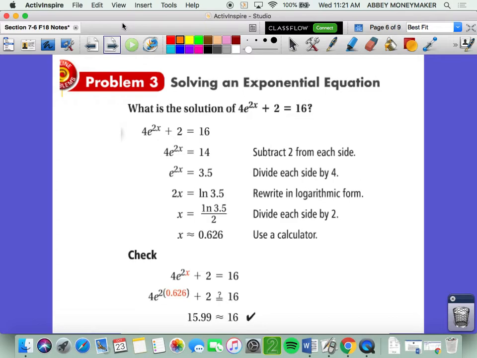Same question you ask yourself from the very beginning. Is my function by itself? No. So you can see here, what did they do first? They subtracted the 2. From there, what did they do? They had to divide by 4 because the e function was still not by itself.